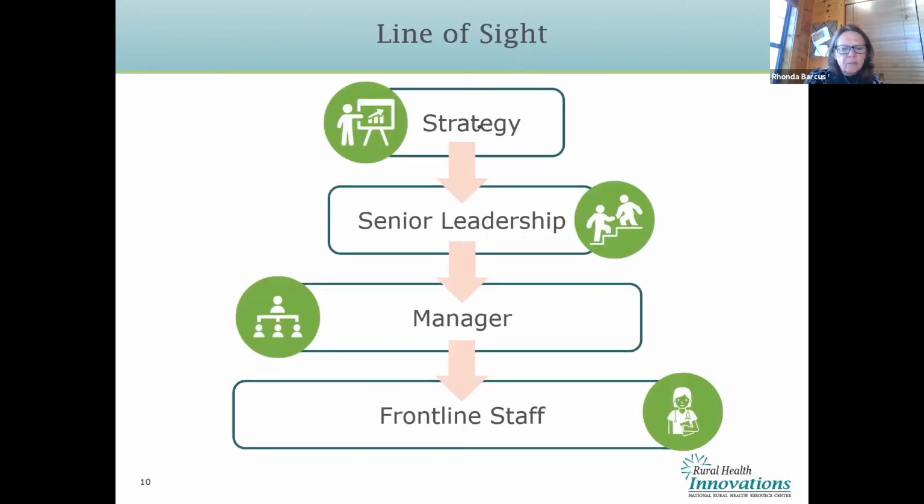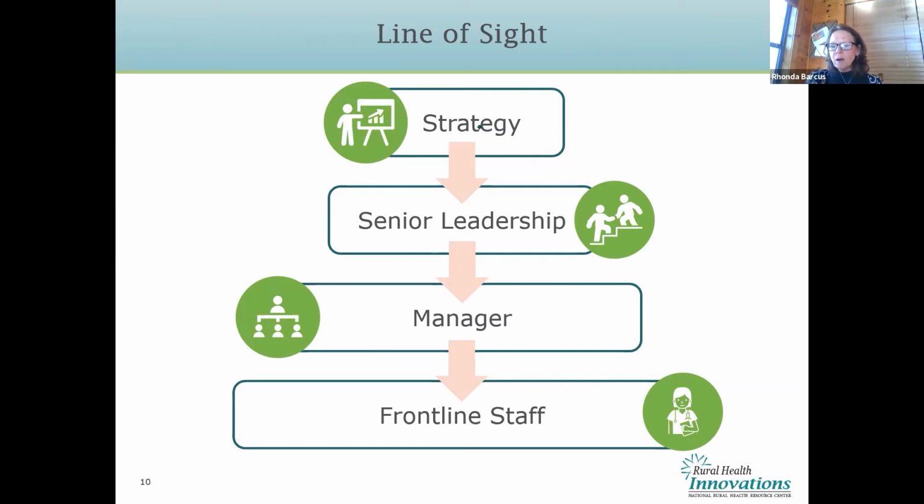This is a concept from the Franklin Covey organization, and it's called the line of sight. And the line of sight says that whatever our strategy is, whether it is population health, whether it is employee retention, whether it is creating positive patient experience, for any strategy, we have to be able to create a line of sight for every level of the organization so they understand how their work impacts the strategy.